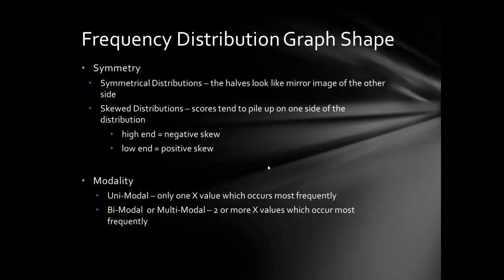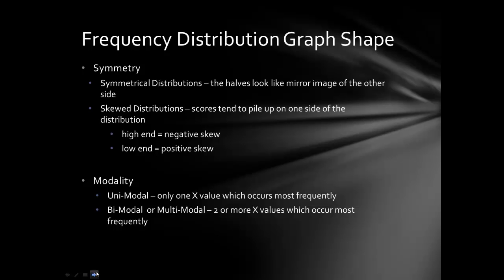Now, modality is the second way to describe shape. In other words, how many peaks or frequently occurring values are there in the distribution? So you can have a unimodal distribution, which just means that there's only one value that occurs most frequently. Or you can have a bi or a multimodal distribution where you have two or more values in your data set which occur most frequently.